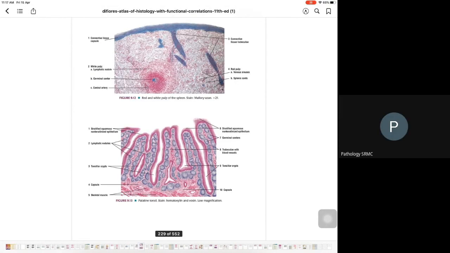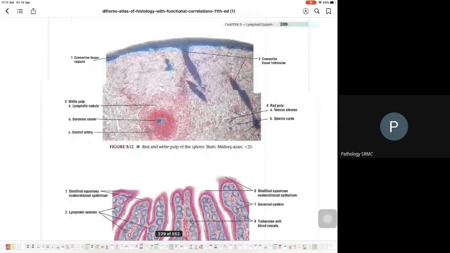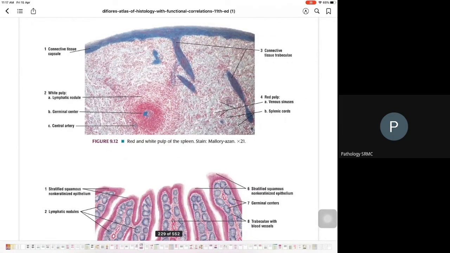Red and white pulp of the spleen, stain Mallory Azan, 21 times magnification. From the left, there is connective tissue capsule, white pulp, which has lymphatic nodule, germinal center, and a central artery. Third is a connective tissue trabecula, and fourth shows red pulp with venous sinuses and splenic cords.